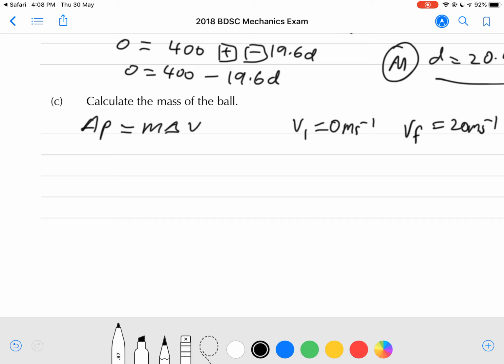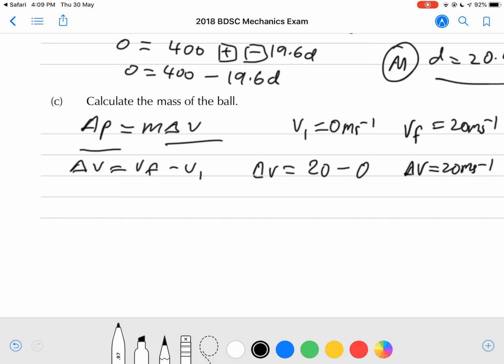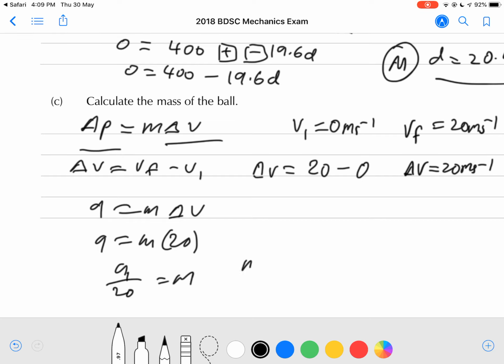Therefore, change in v equals vf minus vi, so change in v equals 20 minus 0, which is 20 meters per second. Now you can substitute change in p equals 9 and change in v equals 20. So 9 equals m times 20, and therefore 9 divided by 20 equals mass. Therefore mass equals 0.45 kg. Here's your final answer. Getting all the way up to here, you'll get a merit grade to find the mass.